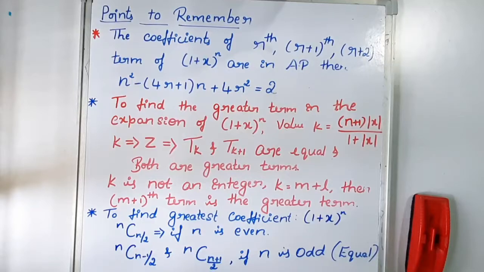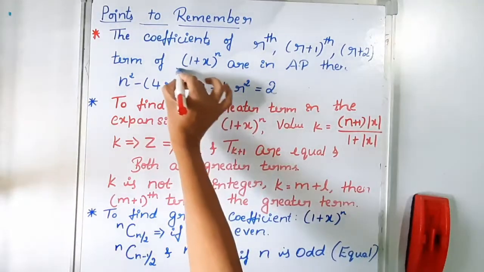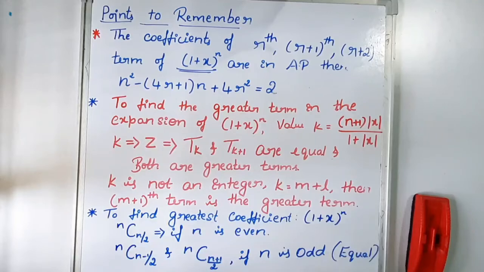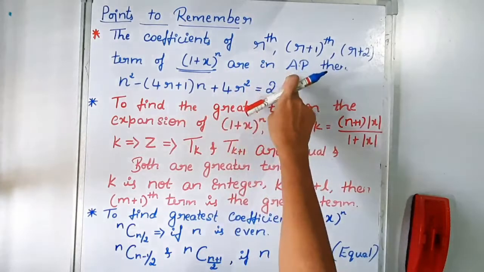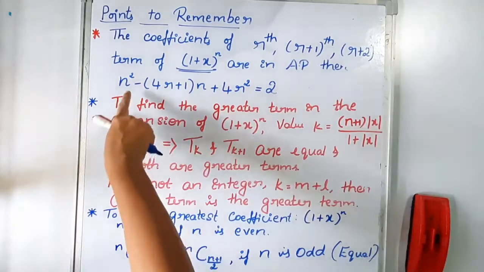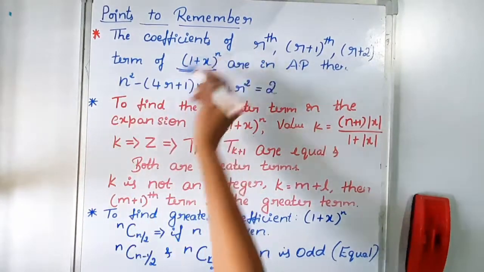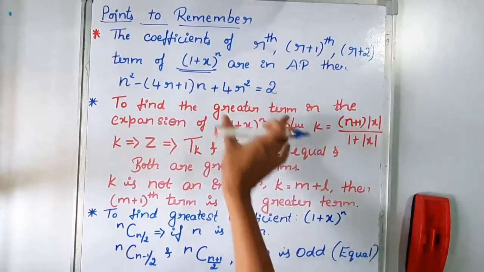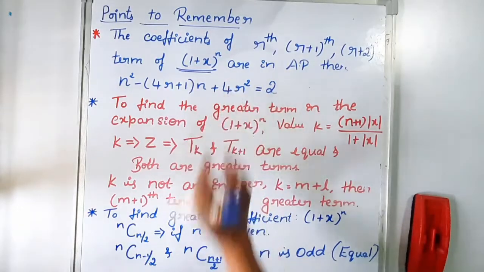The coefficients of r plus 1 and r plus 2 terms of the expansion (1 plus x)^n. We know the expansion of this, right? (1 plus x)^n will be nC0 plus nC1 x plus nC2 x squared till nCn x to the power n. So these are in AP. For example, second, third and fourth terms are in AP. Then this formula will be useful: n squared minus (4r plus 1) n plus 4r squared is equal to 2. So by using this, we can find the equation. So you have to remember this.